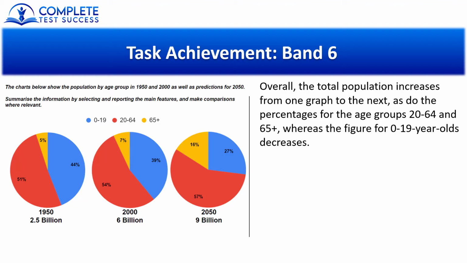To get a band 7, this overview would need to be a little bit more descriptive, but there is actually another reason why this text wouldn't get higher than a band 6 for task achievement. For this, we need to look at a mistake made in the details paragraph.